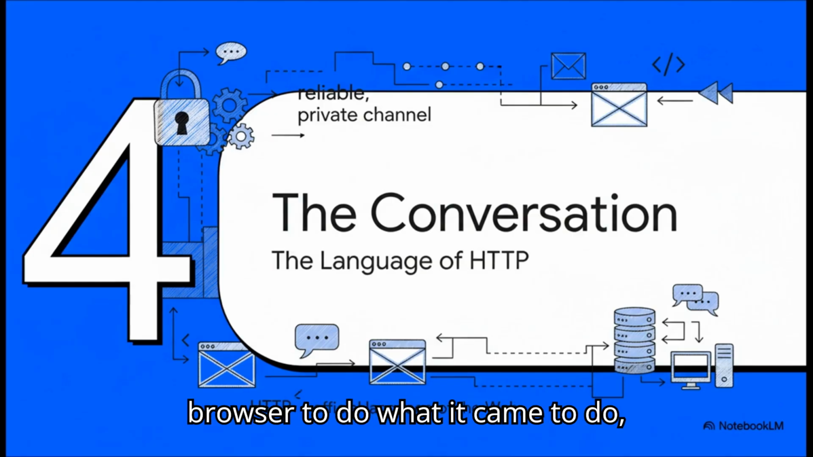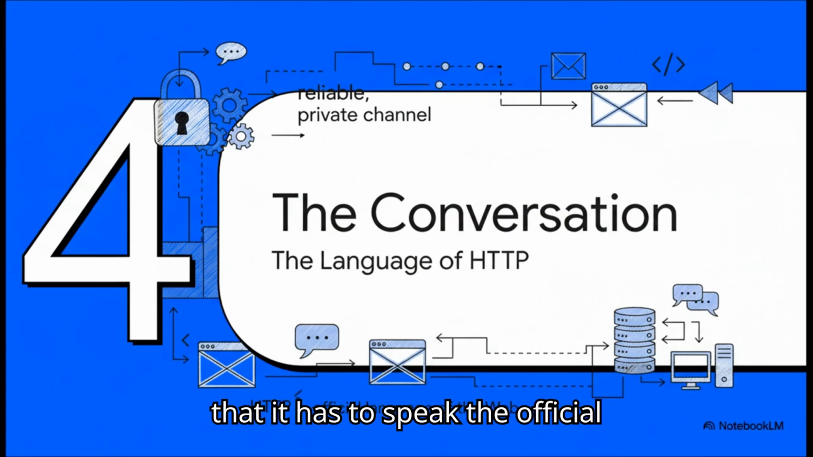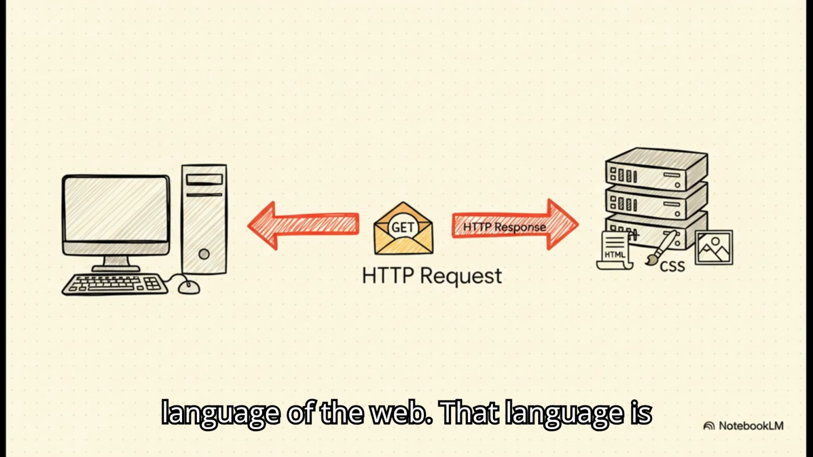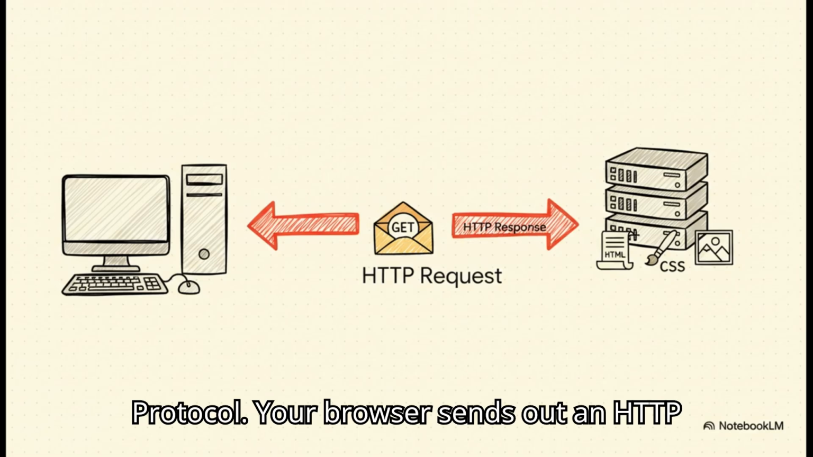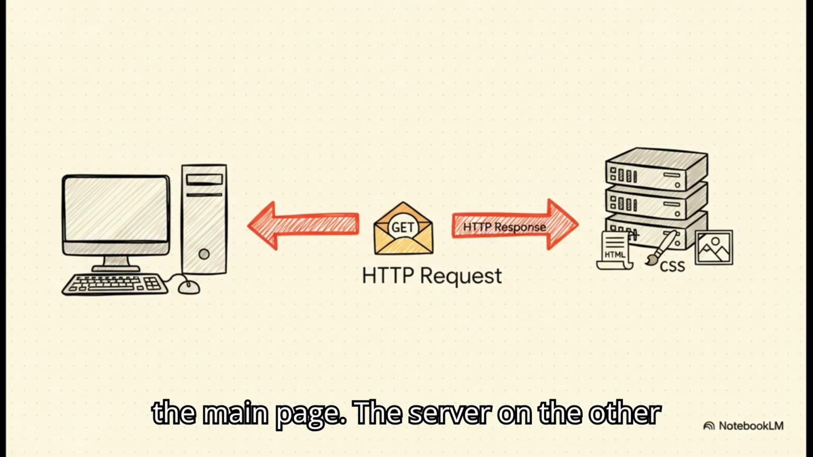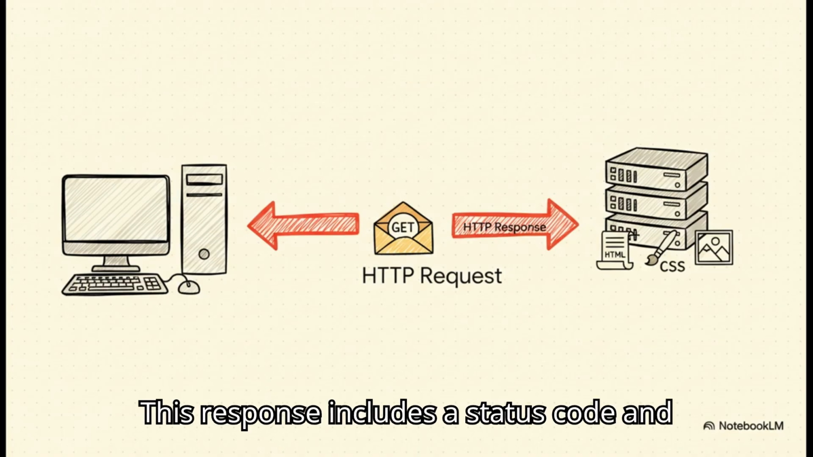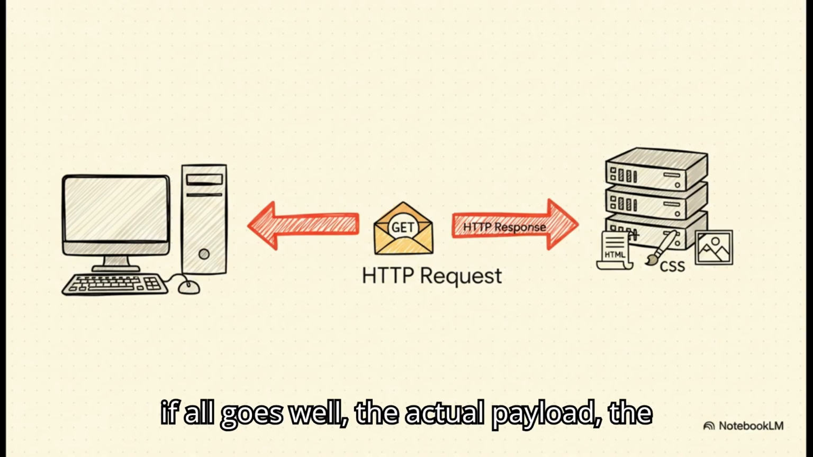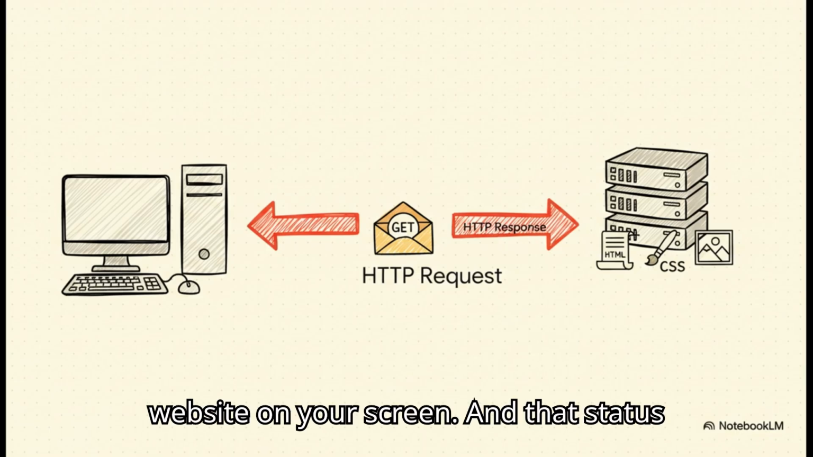It's finally time for our browser to do what it came to do, actually ask for the web page. And to do that, it has to speak the official language of the web. That language is called HTTP, or Hypertext Transfer Protocol. Your browser sends out an HTTP request. It's pretty straightforward, basically saying something like, "Get me the main page." The server on the other end then sends back an HTTP response. This response includes a status code, and if all goes well, the actual payload, the HTML, CSS, and JavaScript files your browser needs to actually build the website on your screen.